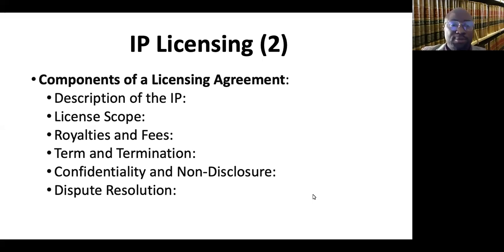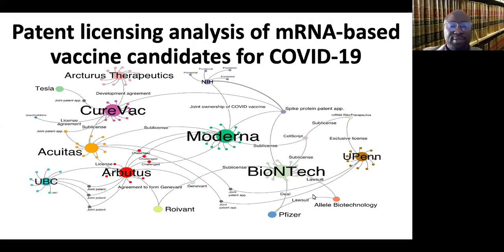And then, of course, dispute resolution. This aspect of the licensing agreement specifies mechanisms for resolving disputes between the licensor and the licensee, such as arbitration or mediation or even litigation, as it were. So this clearly explains the idea of licensing.